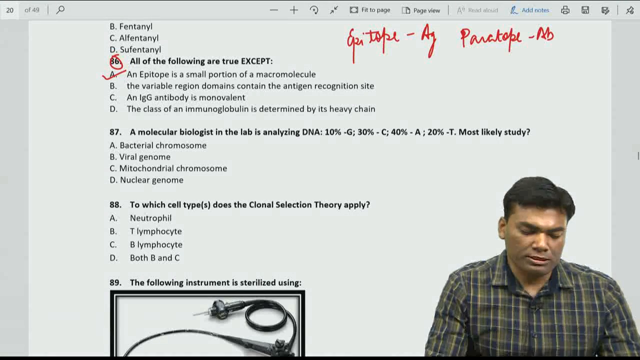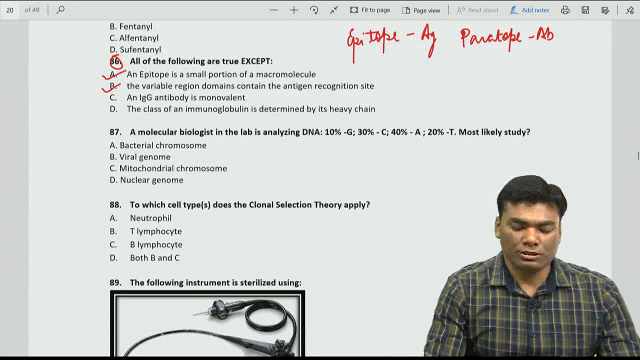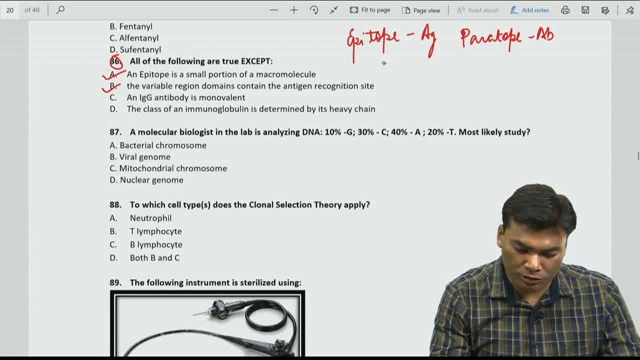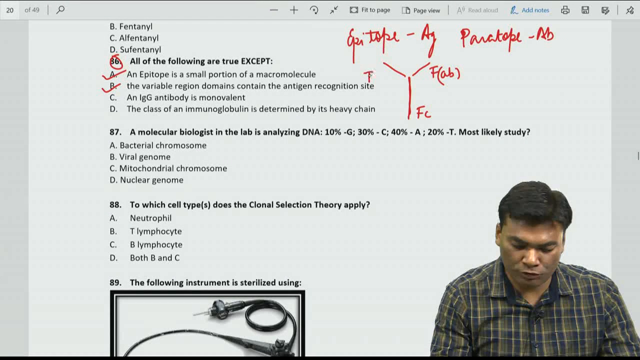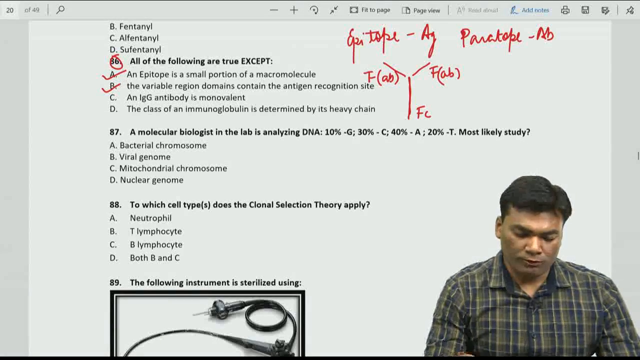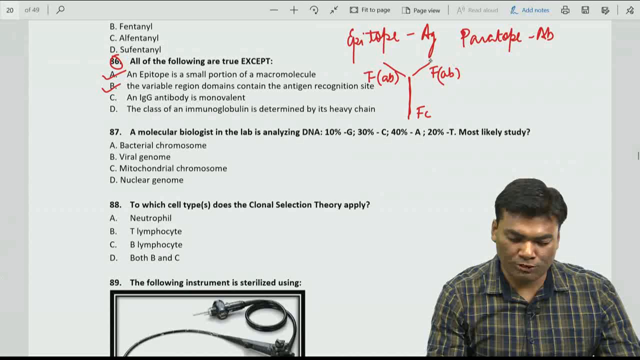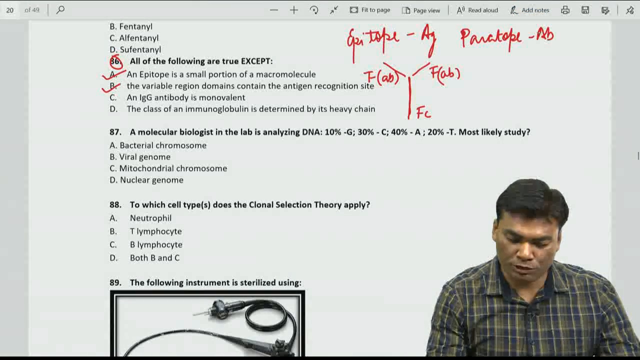The second answer is the variable region domains contain the antigen recognition site. So this is also correct, because if you see the shape of the antibody molecule, this is a Y-shaped molecule, right? This is known as the FC portion, the constant portion, and this is known as the FAB, the antigen binding portion. So we have got two FAB and one FC portion, right? This part is known as the variable region, and it is here where the antigen binds to this molecule.